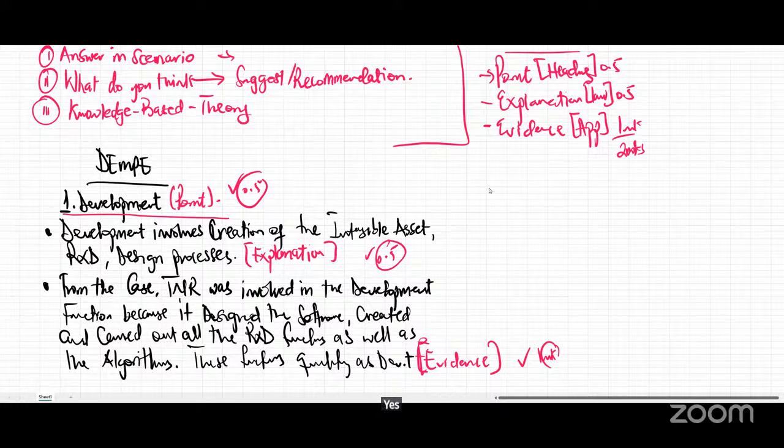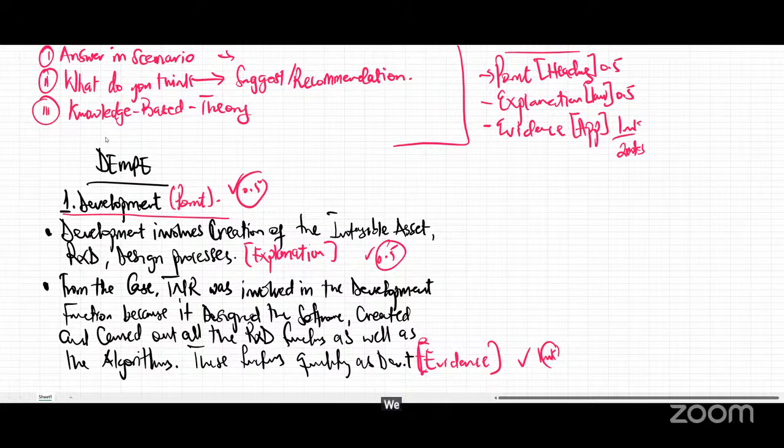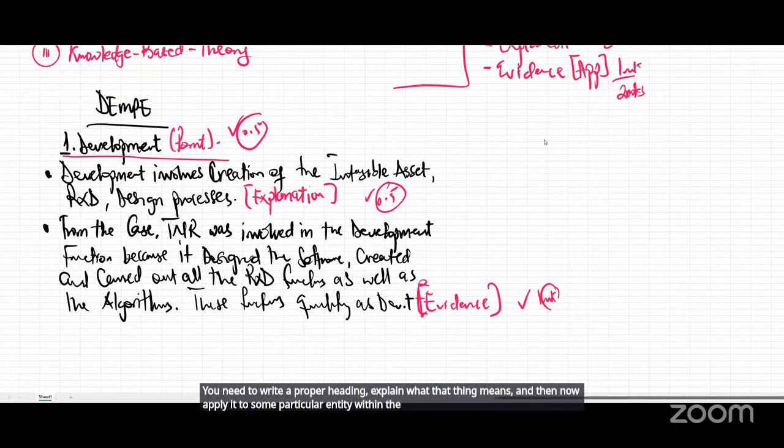We are following. So some of you, do you know, one student, all he will do is that development. Technova is involved in designing of the software, so it's development. You only get 1 mark. We don't answer questions like that. You need to write a proper heading, explain what that thing means, and then apply it to some particular entity within the case.